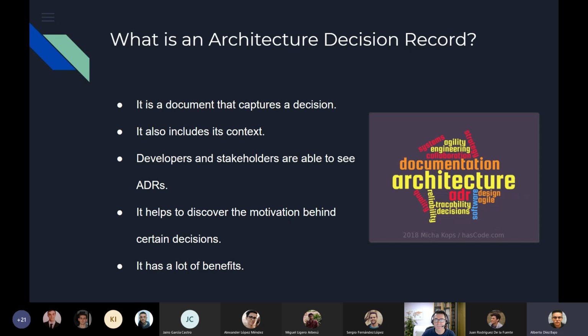Developers and stakeholders are also able to see ADRs. To sum up, everyone will be able to see these records to avoid misunderstandings when trying to understand the motivation for a determined record. It helps to discover the motivation behind certain decisions too, as we will keep track of those topics needed in order to achieve that decision. And it also has a lot of benefits that will be seen in the next slide.